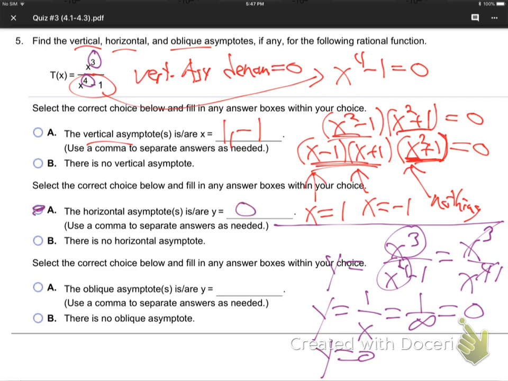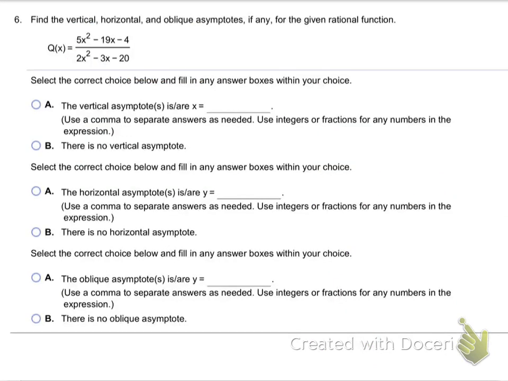0 is the horizontal. It's a flat asymptote is what that means. Basically, the denominator won the tug-of-war. Bigger power on the bottom than on the top. Flattens the graph down. Okay, we're supposed to find the vertical and all the other asymptotes.